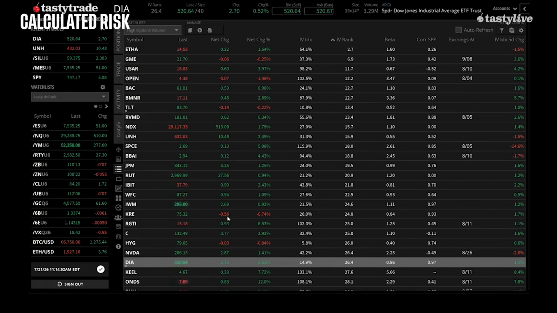If we go into this watch list and sort IV rank from low to high, what we'll see here is a lot of underlyings that are on the lower end of the implied volatility spectrum. This is going to be good for us because, remember, a calendar spread is going to set up best when volatility is on the lower end of the range.